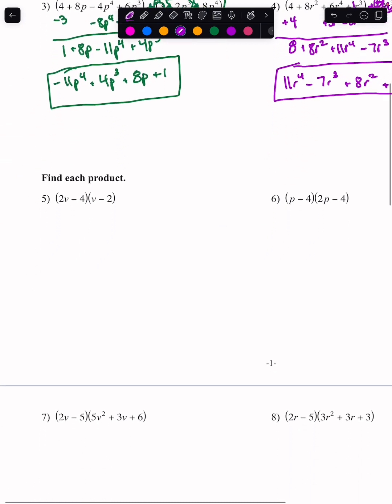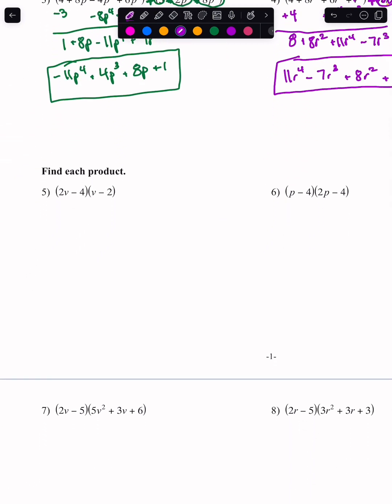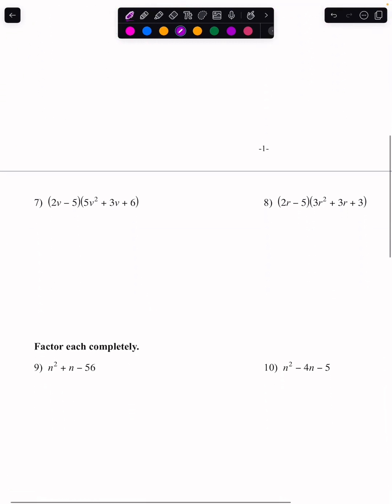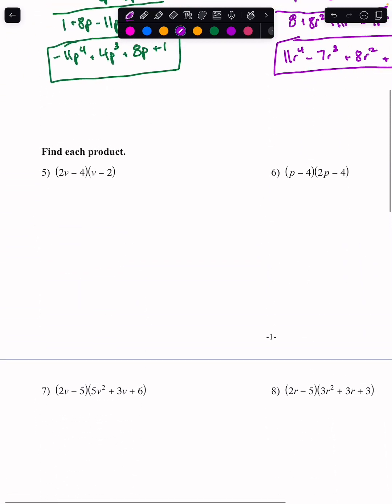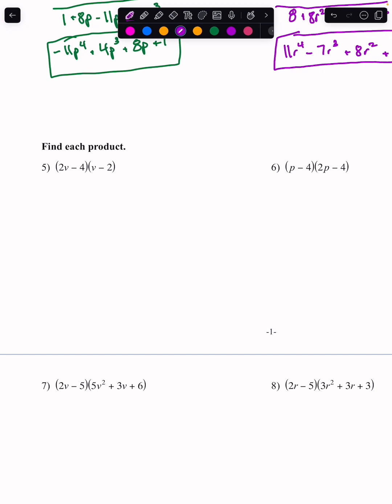Now, when we start multiplying these, I know some of you guys like the box method, some of you like the FOIL method. So on the odd ones, I'm gonna use the box method. And on the even ones, I'm gonna use the FOIL method, okay? All right, so here we go. Let's do the box method over here. And I got 2v minus 4, v minus 2.